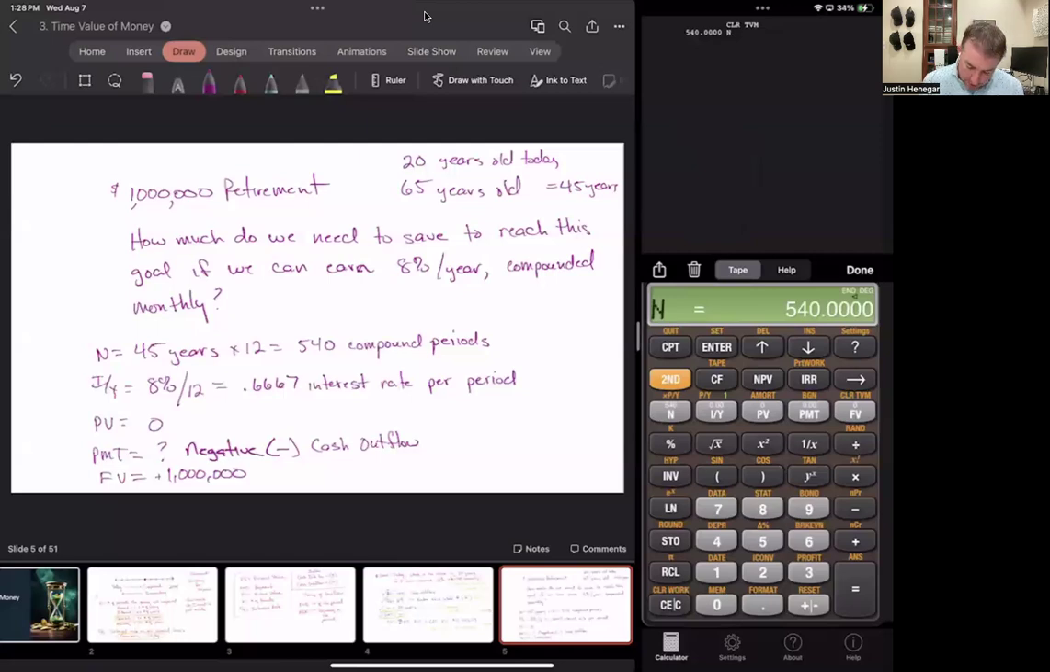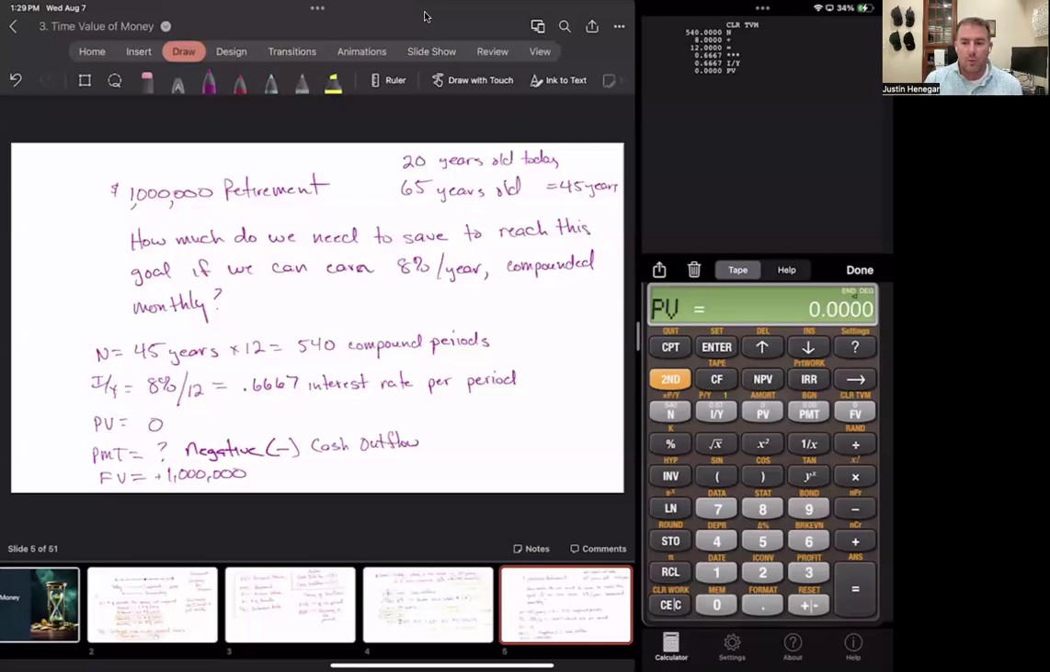Our interest rate, and I'm going to just go ahead and do this for you. I'm going to do 8 divided by 12. This is our monthly interest rate, and I'm going to set that as my interest rate. And as you can see, it rounded to 0.667. Okay. On the button itself, it shows 0.67. That's fine. Our present value, let's just go ahead and enter 0 because we don't have any money set aside.